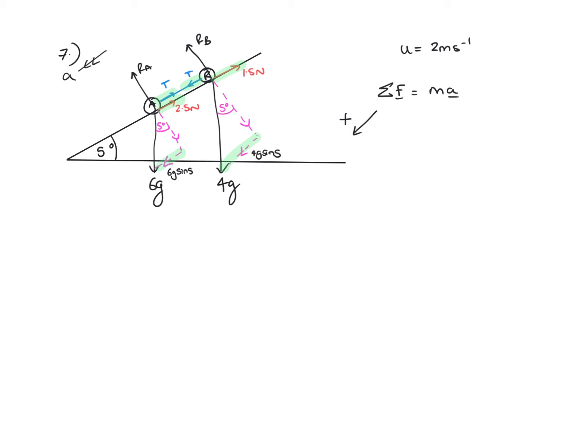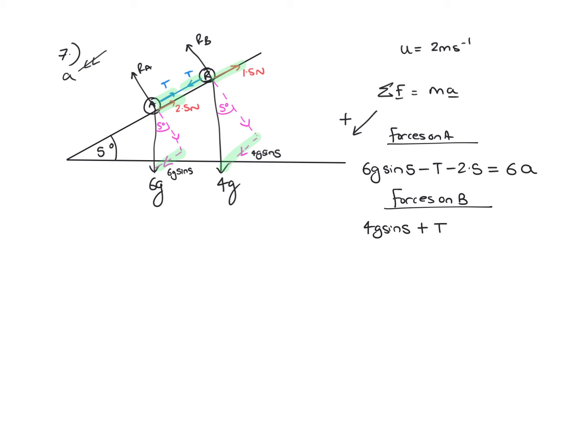So what I'm going to first of all do is look at the forces on truck A. Down the slope I have 6g sin 5, and then T and 2.5 are up the slope, so that's negative, and that equals mass 6 multiplied by the acceleration a. We don't know the value of that yet. So we've got one part of a simultaneous equation. Let's do the same for B. This time we have 4g sin 5, and we have T directed down the slope, so that's plus T, minus 1.5 as that's up the slope, and that equals 4a.